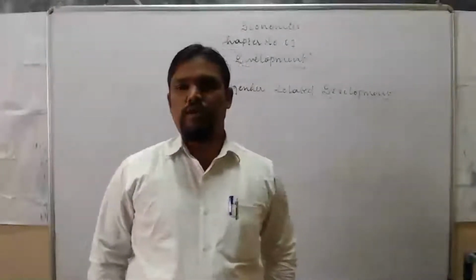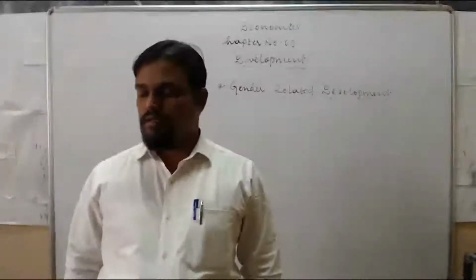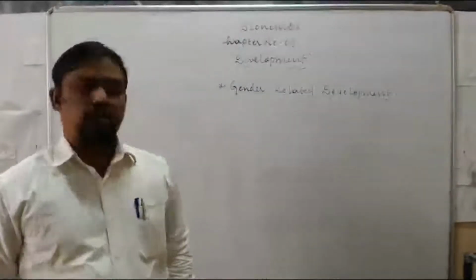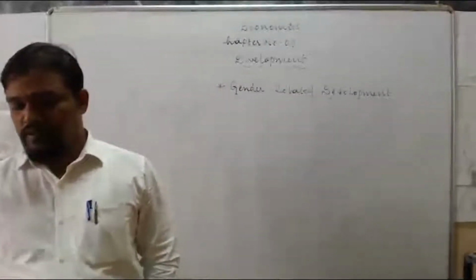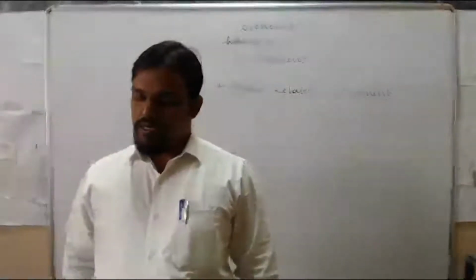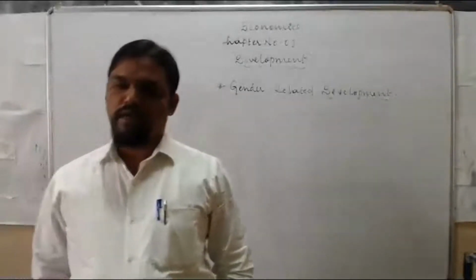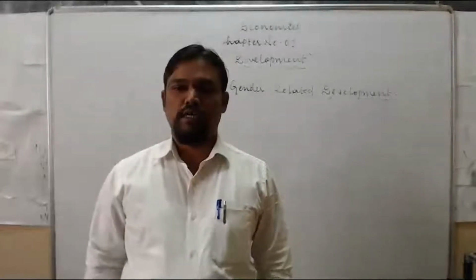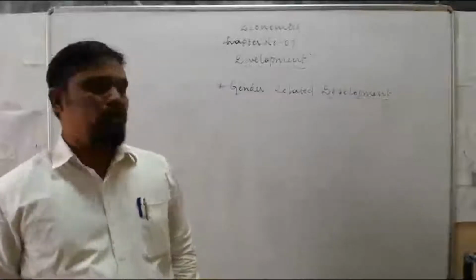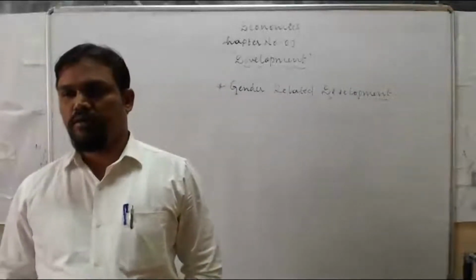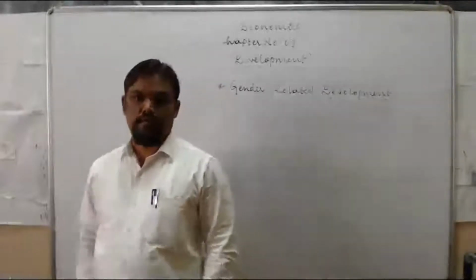According to Dr. Amartya Sen, what are the indicators of economic development? Life expectancy, literacy rate, and per capita income, or standard of life. These are the indicators of the Human Development Index. What are the indicators of HDI? HDI stands for Human Development Index.